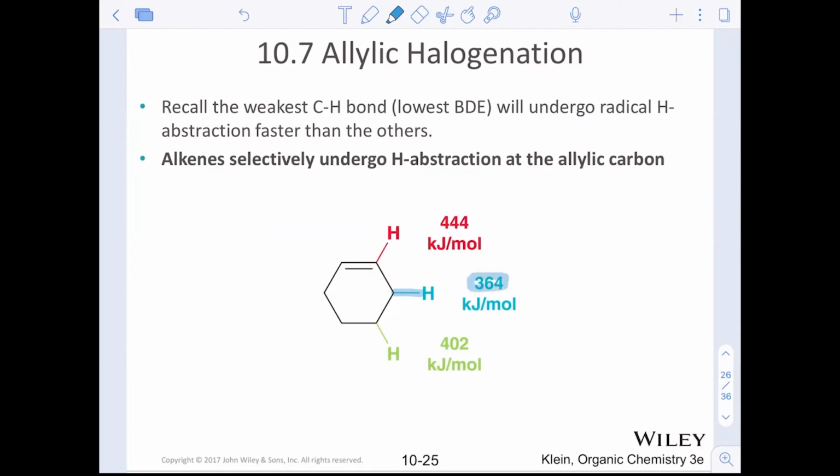That's what we see here at the 364 kilojoules per mole. Now, the reason for that position having the weakest bond is because the radical that results from that homolytic cleavage of the CH bond would have resonance stability. So we are going to see that there are very specific reactions that alkenes can undergo with hydrogen abstraction at the allylic carbon.